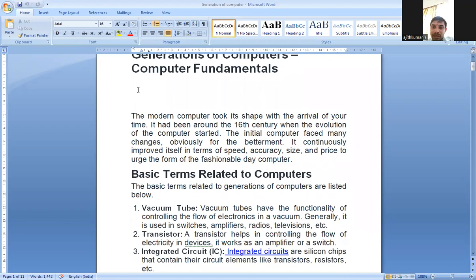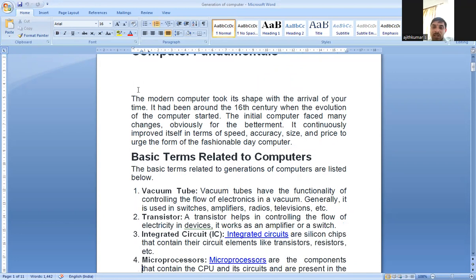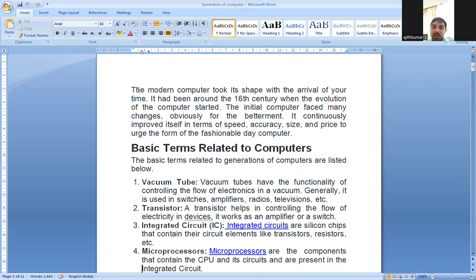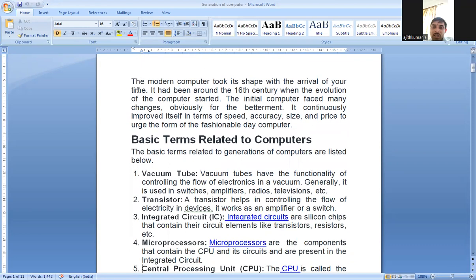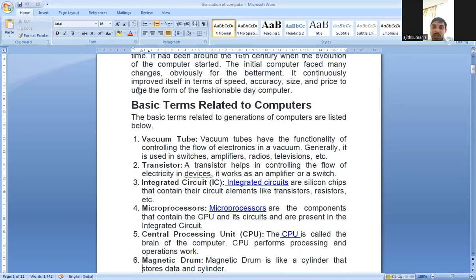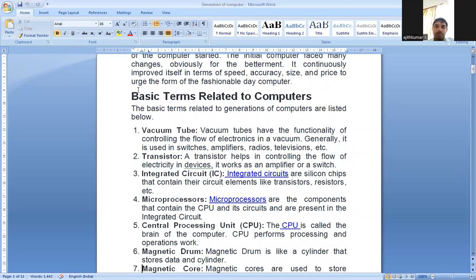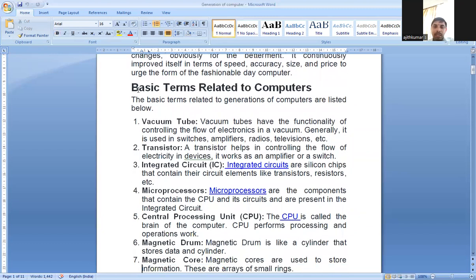Terms related to generation of computer are listed: vacuum tube, transistor, integrated circuit, microprocessor, CPU, magnetic drum, then magnetic core. What is vacuum tube? Vacuum tube has the functionality of controlling the flow of electrons in a vacuum. Generally it is used in switches, amplifiers, radios, television, etc.